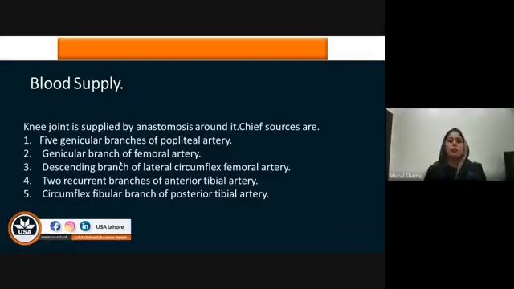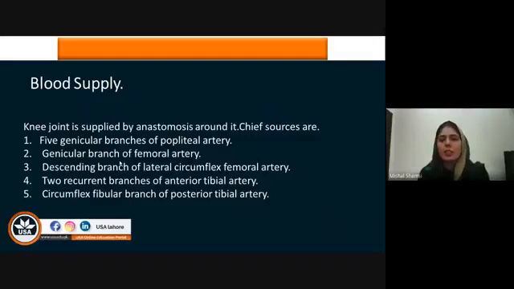Next is the blood supply of the knee joint. The blood supply of the knee joint is very important, and basically it's supplied by an anastomosis. Anastomosis is the combination of the branching system of the arteries. Five different arteries and branches contribute to this anastomosis: the five genicular branches of the popliteal artery, the genicular branch of the femoral artery, the descending branch of the lateral circumflex femoral artery, two recurrent branches of the anterior tibial artery, and lastly the circumflex fibular branch of the posterior tibial artery.